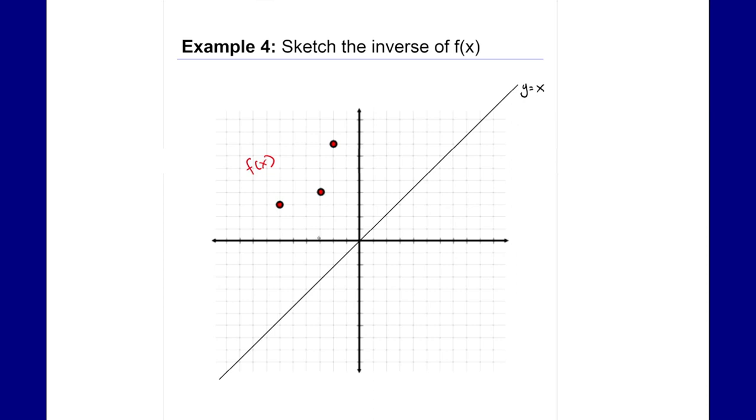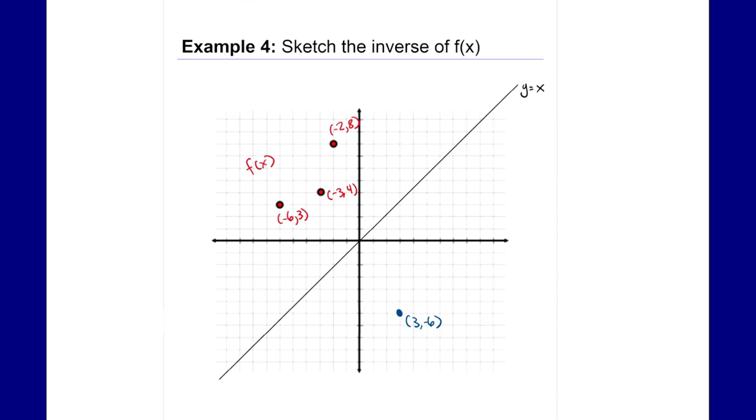So 1, 2, 3, 4, 5, 6. So negative 6, 3. Here we have negative 3, 4. Here we have negative 2, 8. We're going to plot the parent function, then it's going to switch all the values. So negative 6, 3 becomes 3 and negative 6. So 3, 1, 2, 3, 4, 5, 6.